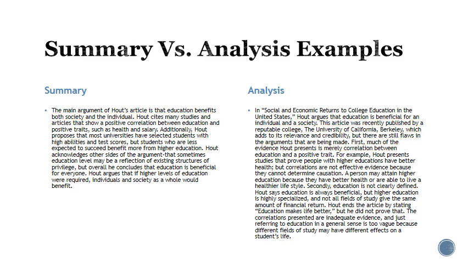So to begin on the summary, I pointed out what the main argument or what the main point of the article was. I also made sure to include any important information. For example, I said, Hout proposes that most universities have selected students with high abilities and test scores, but students who are less expected to succeed benefit more from higher education. So that seemed as though it was an important detail. And note how I also attributed the author, saying additionally Hout proposes, as opposed to just saying that that was what I said.